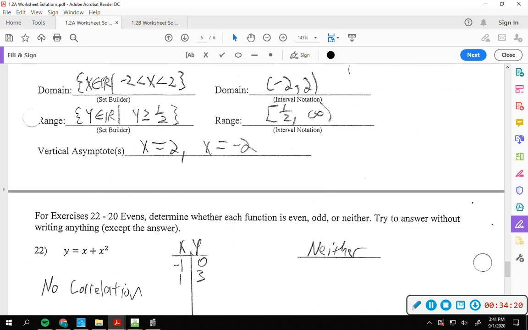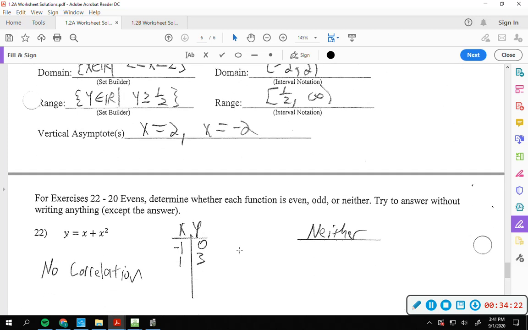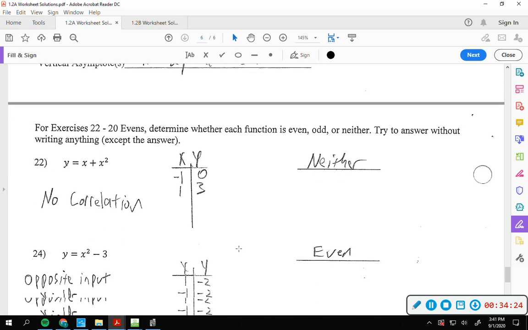All right, the last part of this should go pretty well. When we're checking for even or odd, these last few problems here, I think the easiest way is to simply check opposite signs. Check opposite inputs. Now you can look at this. Some of you are going to be able to look at this and say neither, because this is an even term, that's an odd term. But it's always worth it just to check.